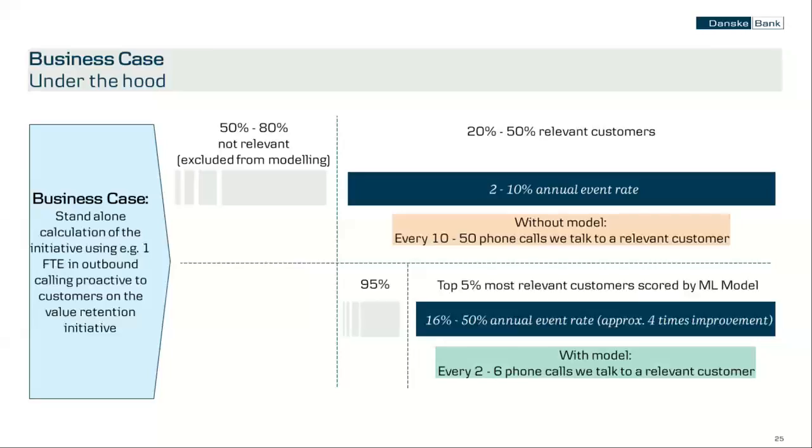So I have a couple more slides. This is typically the slide that I start with when I create the business case, where we go exactly in and say, well, without the model, you need 10 to 50 phone calls to reach a customer. And with the model, every 2 to 6 phone calls we talk to a relevant customer.